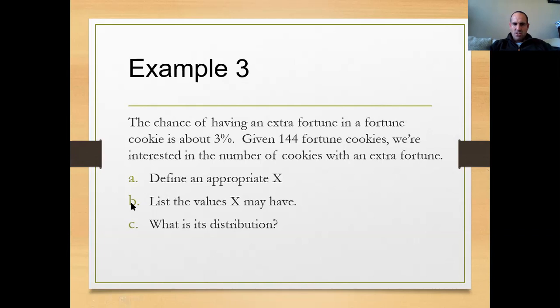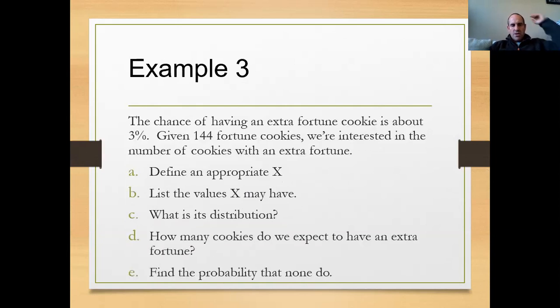So first of all, 144 trials, proportion of success is 0.03. X is going to be the number of extra fortune cookies. What are the possible X values? Anywhere between 0 and 144, and its distribution is going to be binomial. So how many cookies do we expect to have an extra fortune? And find the probability that none do.